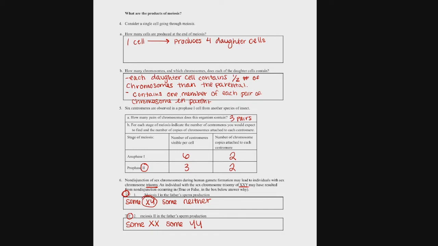But since we've separated X and Y, if you're going through Meiosis 2, that one cell has X's, that other cell has Y. They're not going to come in contact with each other once again when they're in 2 different places. So it could not produce an XXY individual, making 2 false.